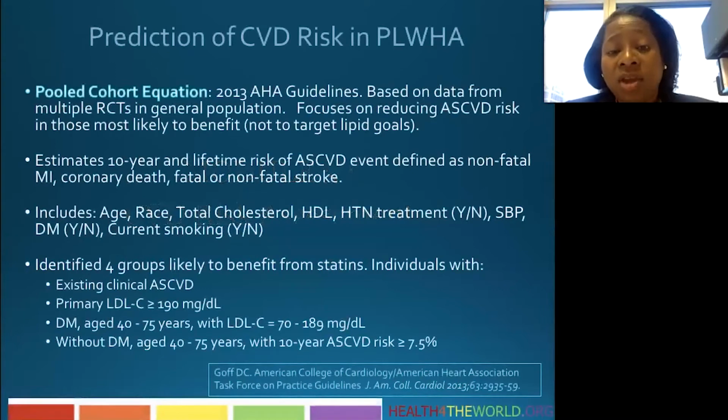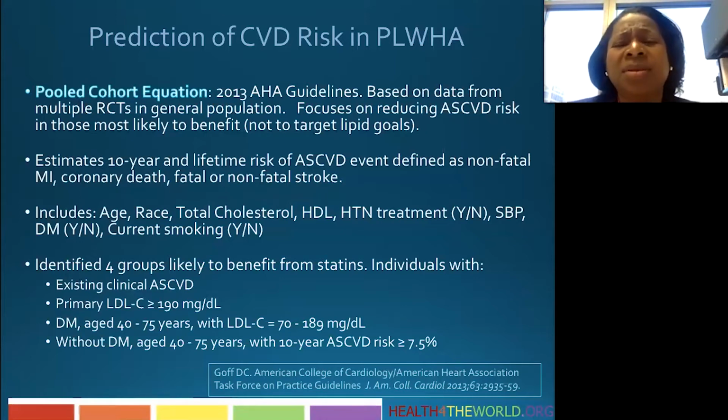So in the US, our current standard of care is using the American Heart Association 2013 guidelines for the pooled cohort equation. And this has pretty much replaced the Framingham risk score in our clinical use. It was based on data from multiple randomized clinical trials in the general population and focuses on reducing atherosclerosis risk in those patients most likely to benefit from statin therapy.